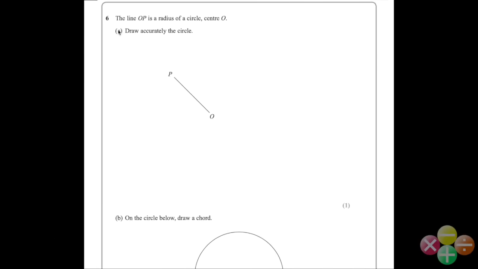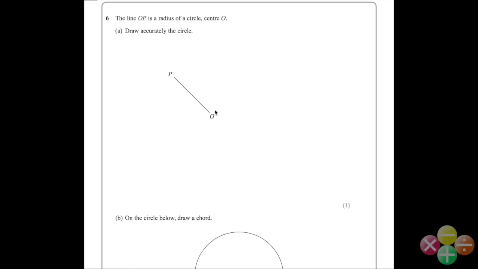Question 6. The line OP is a radius of a circle, centre O. Draw accurately the circle. So here's my line OP. Now it's telling me that the centre is at O.